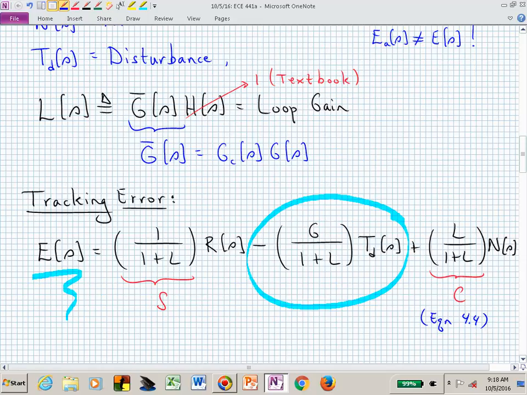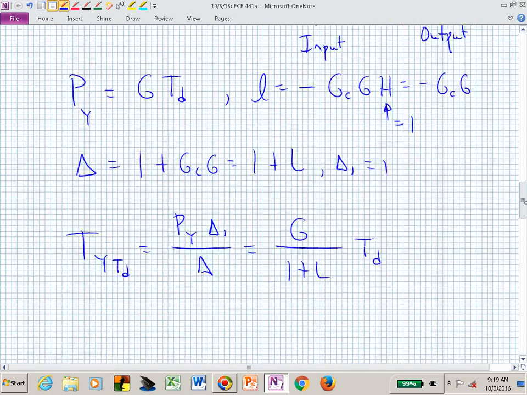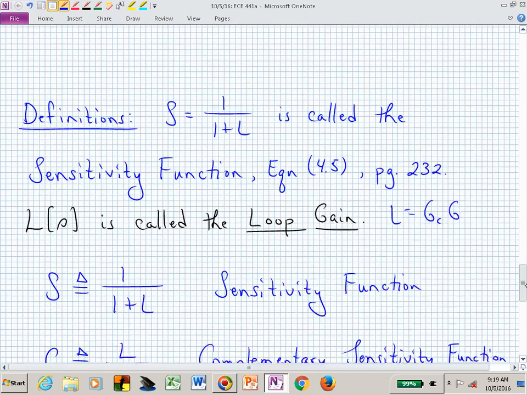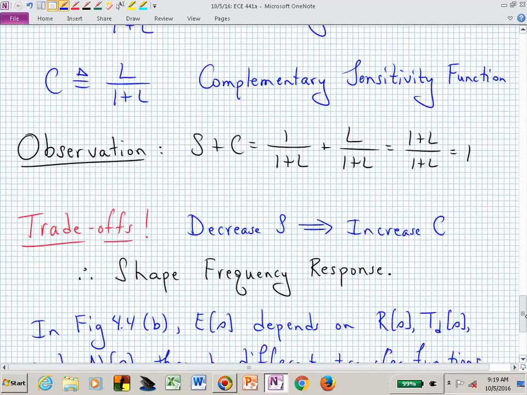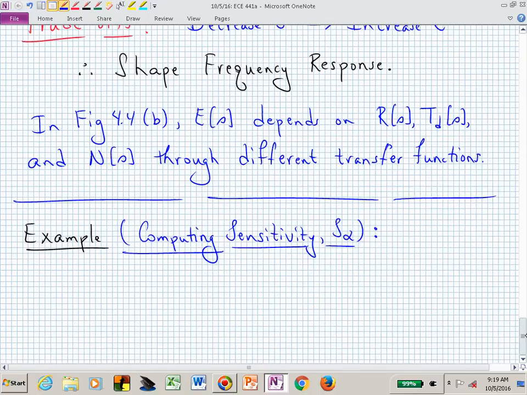That's this trade-off. Because our tracking error is a function of all 3 of those, and all 3 of those do impact our system behavior. All 3 of those signals: disturbances, reference, and noise. And we want to make those small. So that's relative to the sensitivity function.